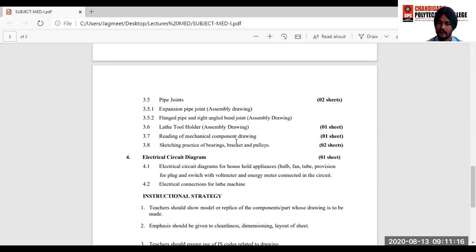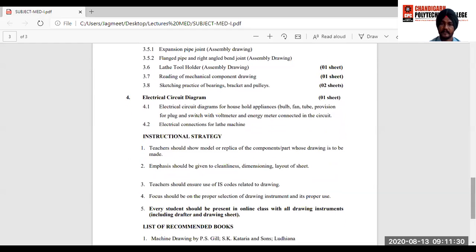Then reading of mechanical component drawing, we will complete 1 sheet of it. After that, we will complete sketching practice of bearing, bracket and pulleys. We will do the freehand sketching of these components.